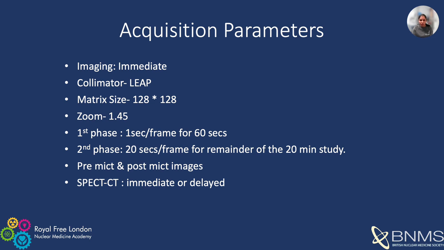The first phase is 1 second per frame for the initial 60 seconds. The second phase, that is the tubular phase, we use 20 seconds per frame for the remainder of the 20-minute study. After the initial acquisition, pre and post micturition images are acquired for 1 minute each, which can be acquired while standing or lying on the bed, depending upon the patient's mobility.